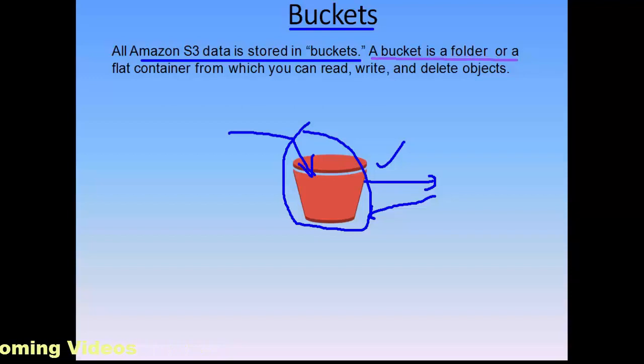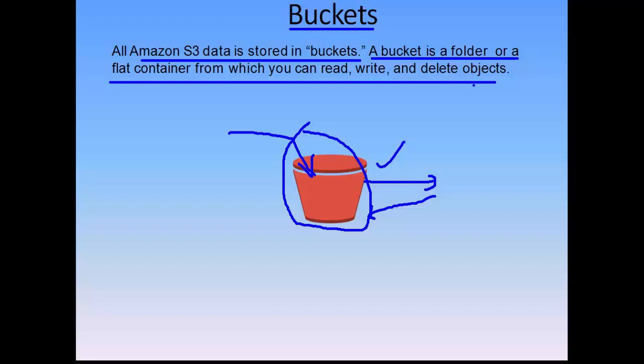A bucket is like a folder in your system, or a flat container from where you can read, write, and delete the data. Here we are not using the word data, we call it an object. Whatever file we put here is called an object. That can be your video file, audio file, PDF, JPG; whatever you put here is called an object. So a bucket is like a folder, or a file container having multiple files. So clear about the bucket?